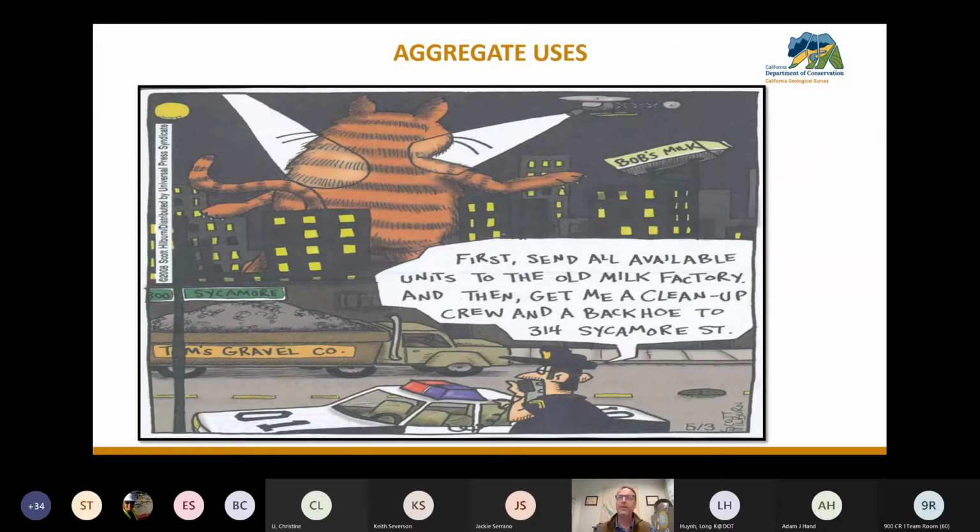And here's another use. This is of Tom's Gravel Company. You know, it's difficult to find humor on aggregate. This is the one I came across, and it does make me laugh.